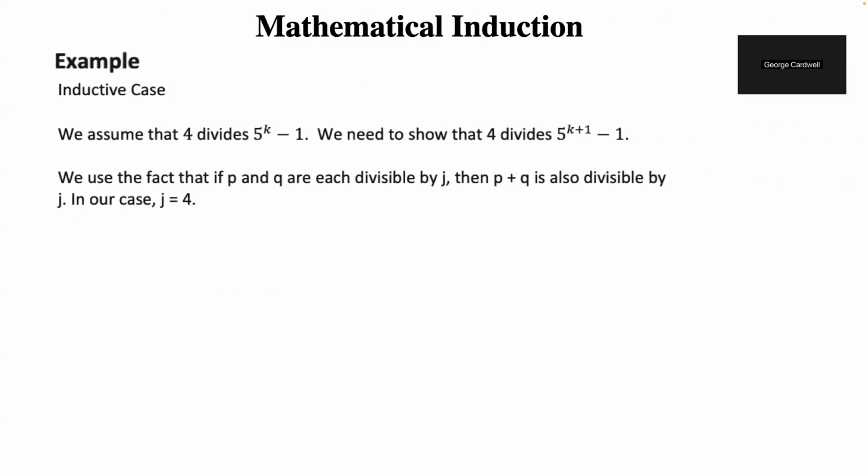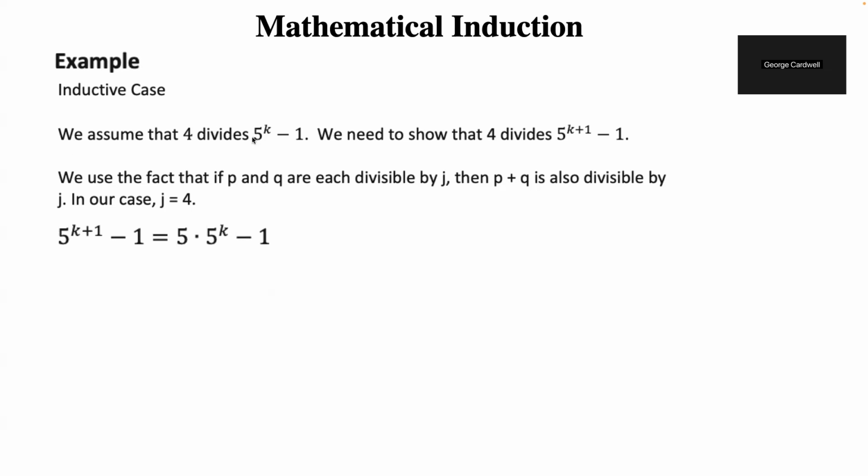All right, so now we'll do the inductive case. We assume that 4 divides 5^k minus 1. We are assuming that. We need to show that 4 will therefore then divide 5^(k+1) minus 1. So we're going to use the fact that if P and Q are each divisible by J, then P plus Q is also divisible by J. And in our case, J happens to be 4. This is something I can show in a later section when we look at number theory a little bit, where we'll prove this is in fact true.